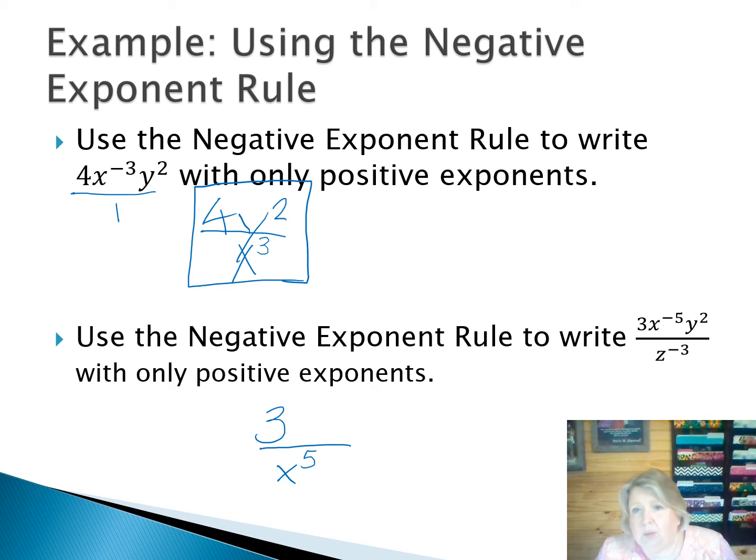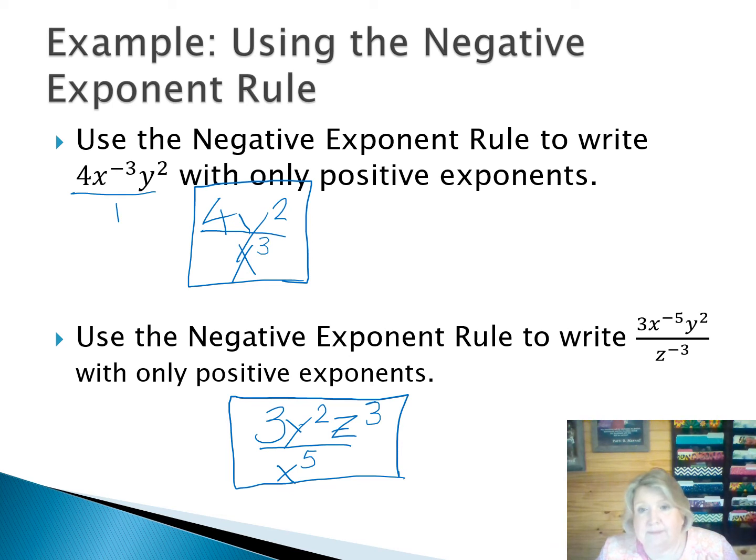Back up here, y to the 2nd power looks fine. Got a positive exponent, so I'm going to leave y to the 2nd power up top. But when I get down to the denominator, z is to the negative 3rd power. So I'm going to move z from the denominator to the numerator, change its position, and make the exponent positive. So z to the positive 3. And that's my final answer.